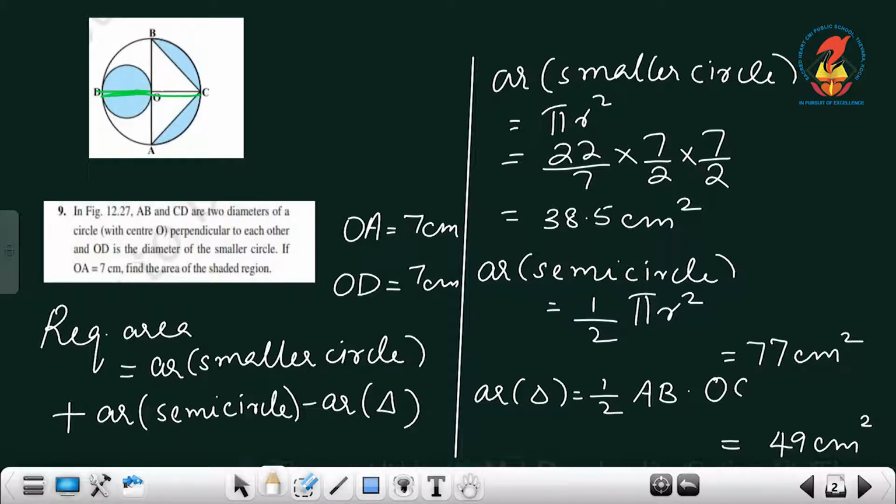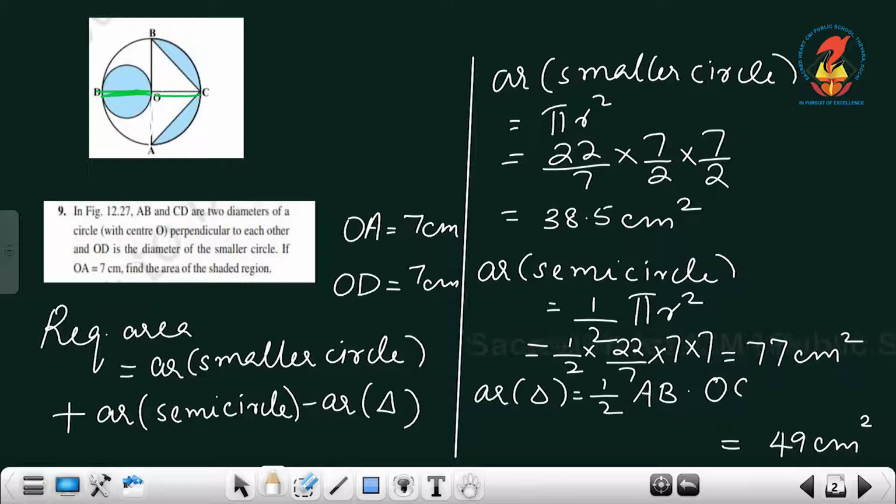Next is the area of the semicircle. What is the radius of the semicircle? OA is given as 7 centimeter, so that is the radius. So that is equal to half into 22 by 7 into 7 into 7. Answer is 77 centimeter square.